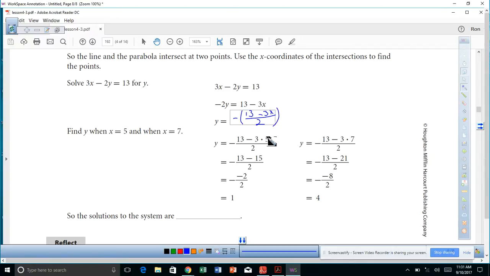So now we're going to put the 5 in. 3 times 5 is 15. So 13 minus 15 is negative 2. Negative negative 2 is just positive 1. And here we're going to put the 7 in. 3 times 7 is 21. 13 minus 21 is negative 8. Negative 8 divided by negative 2 is 4. All right, so the solutions are going to be (5, 1) and (7, 4).